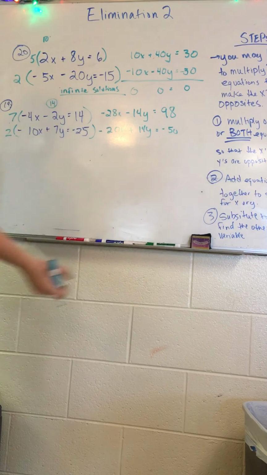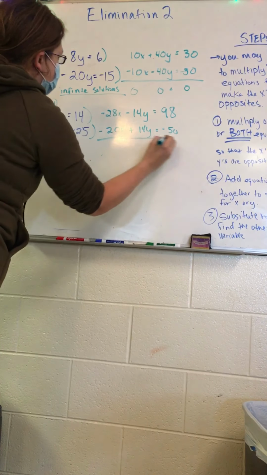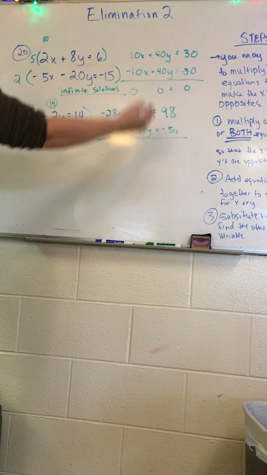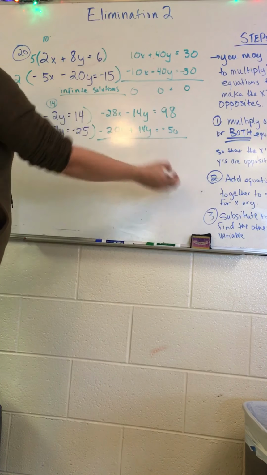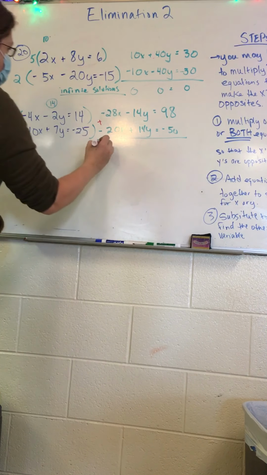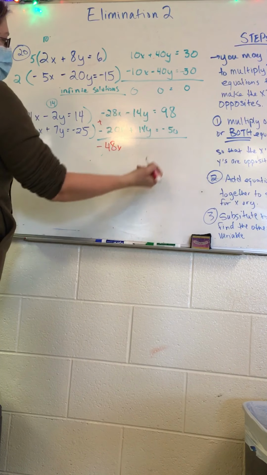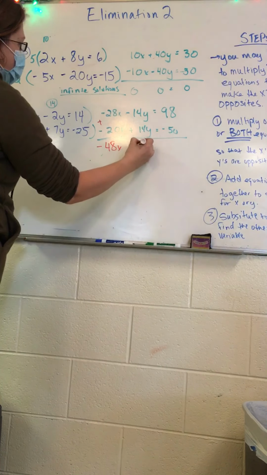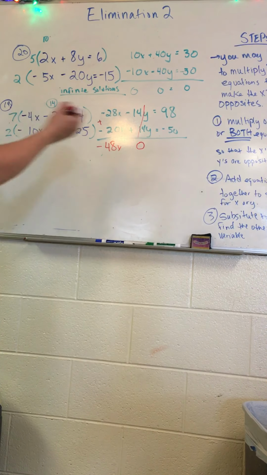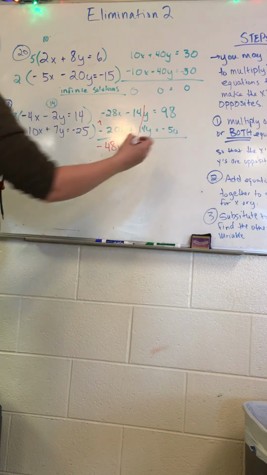Now my second step is to add these two things together, right? So I'm going to add them together. I'm adding my x's, I'm adding my y's, I'm adding my constants. So negative 28 plus negative 20 is going to be negative 48x. And then this is 0. Negative 14 plus 14 is 0, right? Its sole purpose is to zero that out. And then 98 plus negative 50 is going to be 48.